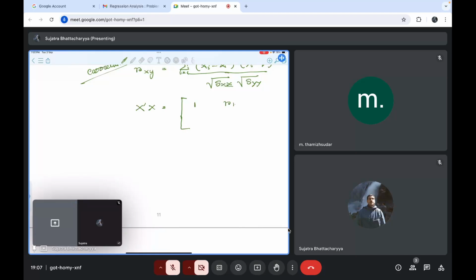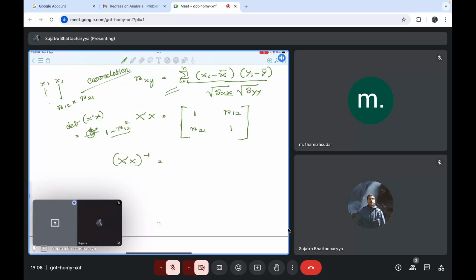We will see this R12. So this is R21 and this is 1. Okay. Now X prime X inverse will be what? Divided by the determinant. And so the determinant of X prime X, how much will it be? It is 1 minus R12 square. You can write that because R21 is actually equal to R12. Why? Because we have two time series x1 and x2. So if you correlate 2 with 1 or 1 with 2, it's the same. Look at this definition also. It is the same. Nothing will change.